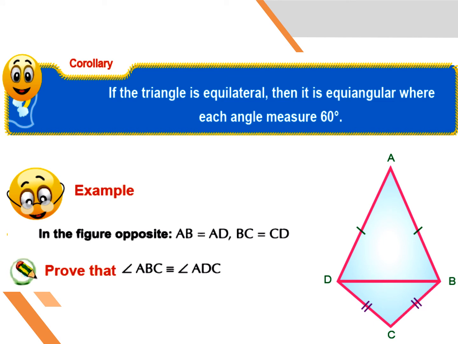Clearly, if the triangle is equilateral, the measure of each angle equals 60 degrees. We studied it in primary stage. If I have an equilateral triangle, then each angle of this triangle equals 60 degrees. For an example, in the opposite figure, AB equals AD and CB equals CD, prove that angle ABC is congruent with angle ADC.